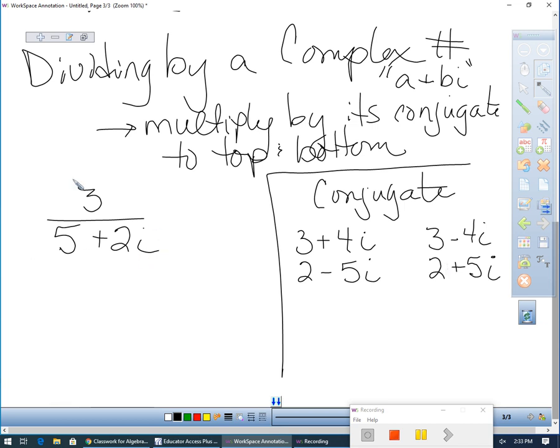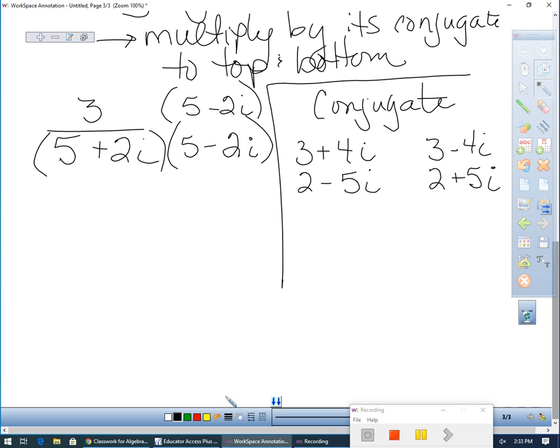Okay, so in this one, if I'm going to multiply by its conjugate, what am I going to multiply by? Good, 5 minus 2I. And of course, whatever I multiply the bottom by, I have to multiply the top by. So on the top, I have a single number times that binomial. I'm going to have to distribute. So 3 times 5, 15. 3 times -2I is -6I.